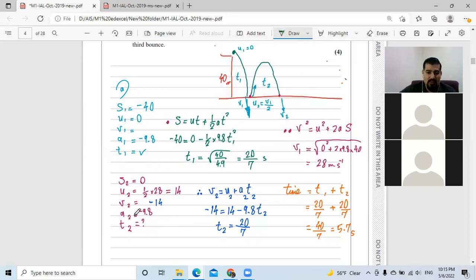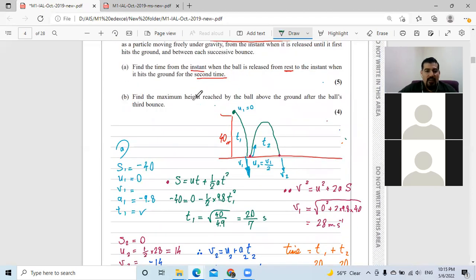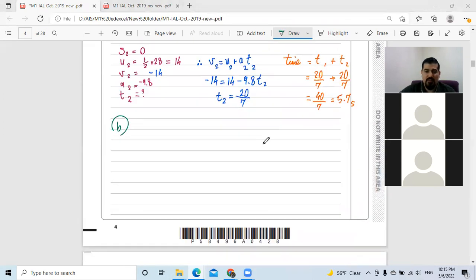This is part A of the question. Part B, what do they ask here? Find the maximum height, that means v equals 0, by the ball after it reaches the ground after the ball's third bounce. Okay, this is the first bounce. Let me draw it again.